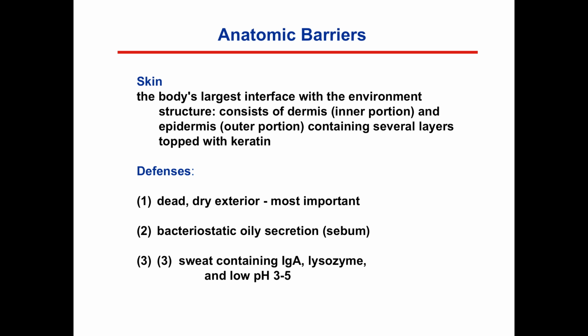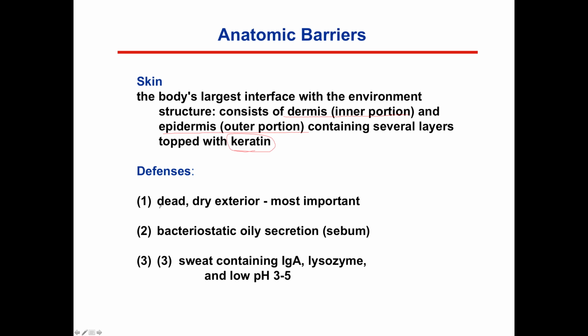These are part of your anatomy that is going to protect you. The first part is your skin. It covers the most surface area in your body, and is the largest interface with your environment. It's actually rather complex. It consists of a dermis, which is the inner portion, and the epidermis, which is the outer portion, and it contains many layers that are topped by a pretty tough proteinous glycopeptide-type material called keratin, which is really tough. What is necessary for the skin to really do its job?